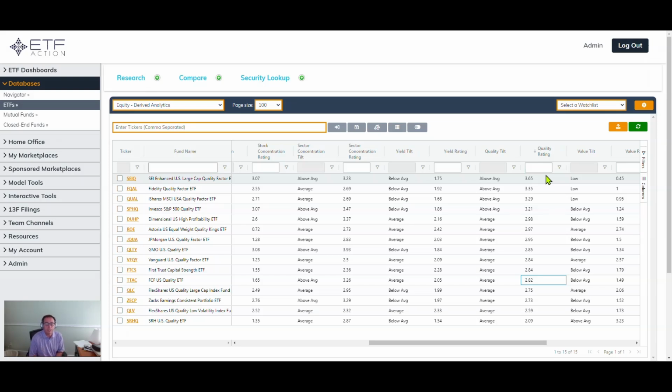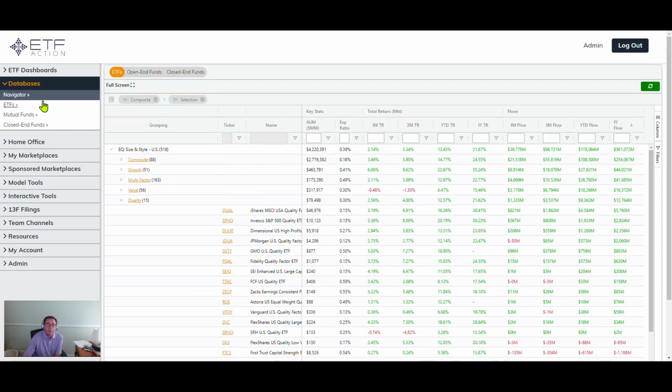I won't get into too much detail there, but I just wanted to really isolate how to use that Navigator tool to quickly evaluate different areas of the ETF market or mutual fund market, and then dive in and do some deep analytics using our database, utilizing those auto links that you create as you build out your custom settings.